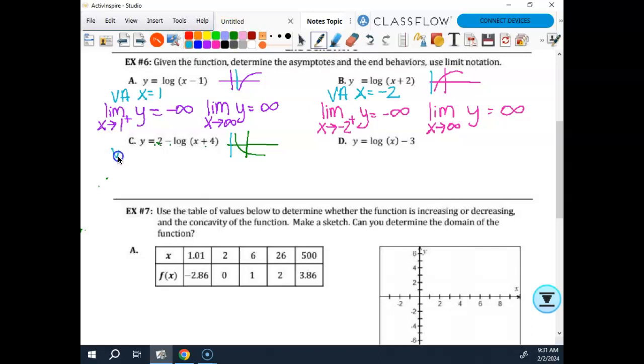So my vertical asymptote is at x equals what? Negative 4. So the 2, although it is important for the graph, obviously if I was going to graph it accurately, it doesn't really change anything for my limits. Okay? It's the shifting left and right that does, not the up and down. And so then I'm going to have the limit as x approaches negative 4 from the right of y equals infinity. And the limit as x approaches infinity of y equals negative infinity.